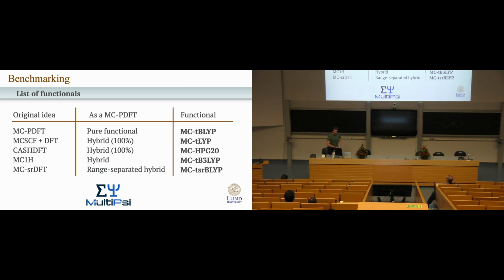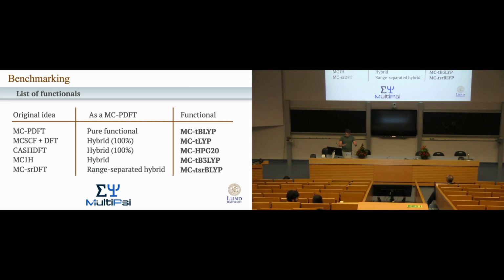So now we can start actually benchmarking them, comparing them for the first time on the same systems. And we have a list of functionals. So MC-PDFT gives us the pure functional. So I use all functionals of the BLYP family so that we can compare similar things. And so they all have a little t to basically say translated, but otherwise it's just BLYP. So tBLYP. Then MC-SCF plus DFT is just MC-SCF plus the tLYP correlation functional. This one, CASDFT, we just use whatever they have designed. And then we translated B3LYP for this hybrid, and we have a range-separated version of BLYP.